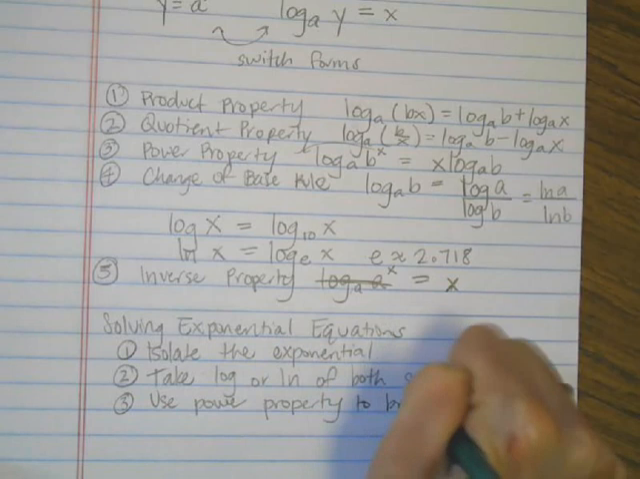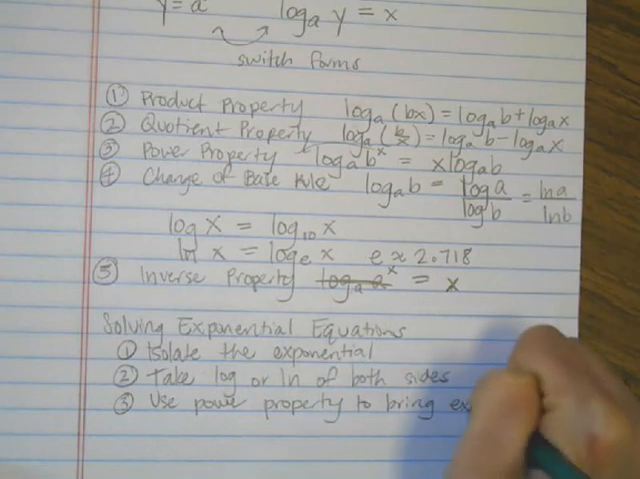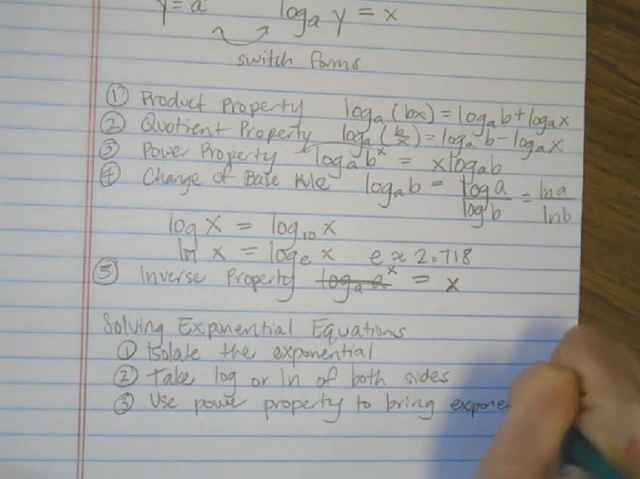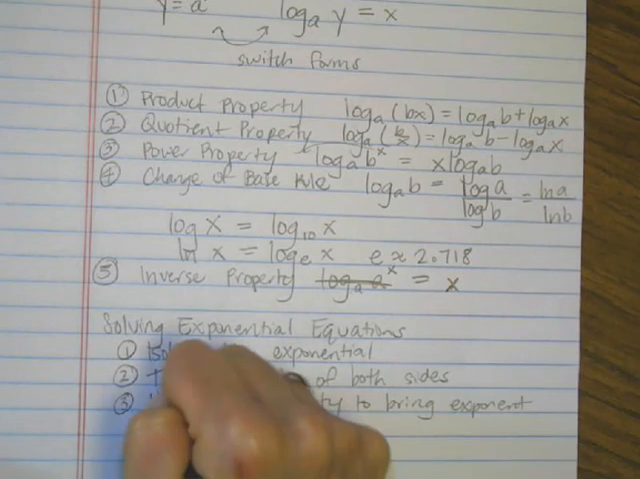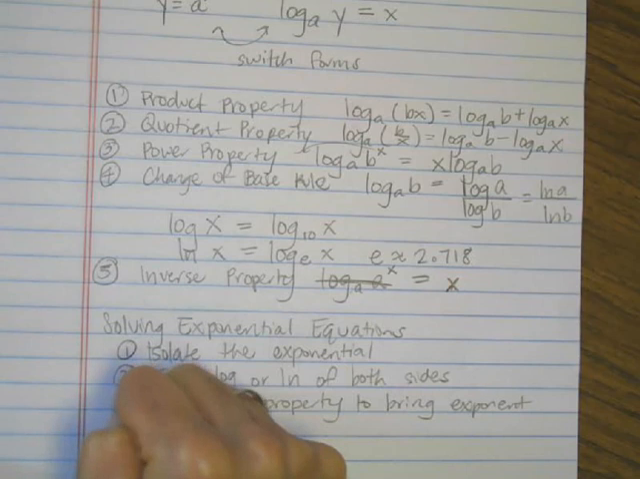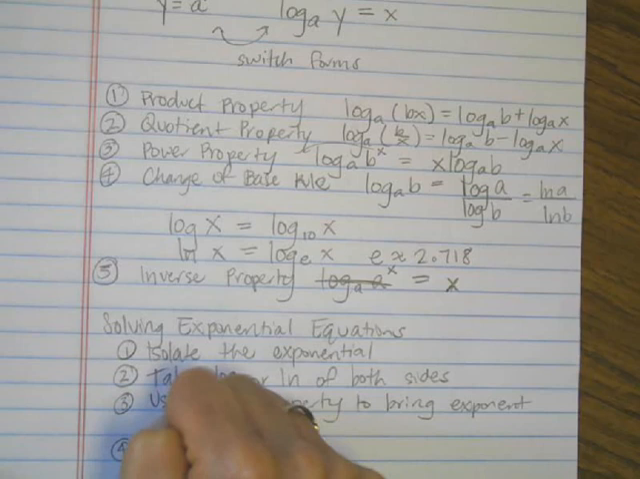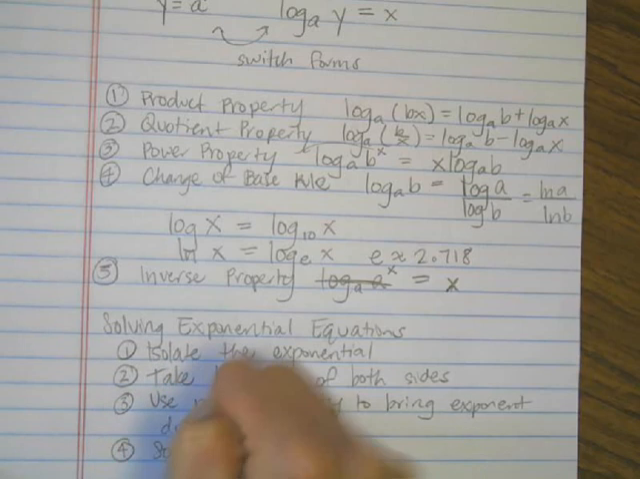Step 2 says take the log or the ln of both sides. In this case, it doesn't matter. The only time it would matter is if you're trying to make it easier on yourself. So if you had e to the something, you would take the ln and they would cancel each other out. If you had 10 to the something, you would take the log and they would cancel each other out. All other times, it doesn't matter, as long as you use the same thing on both sides. So I'm going to say ln of 3 to the 2x minus 1 equals ln of 5.